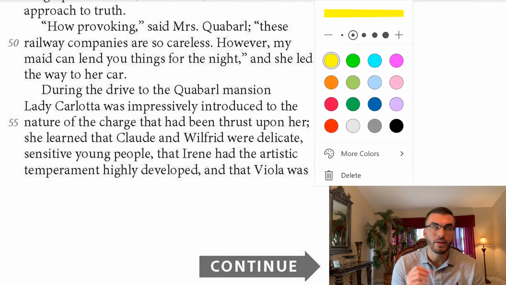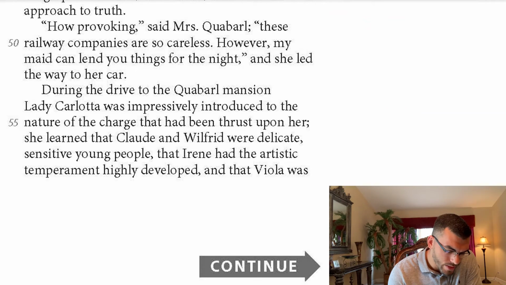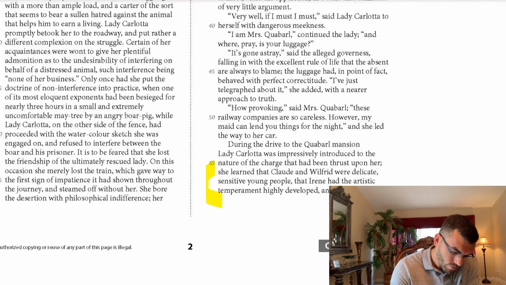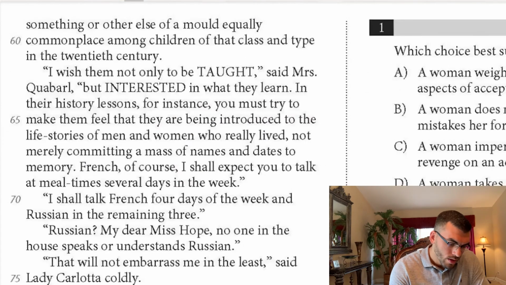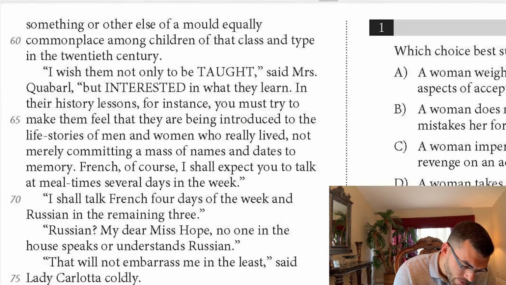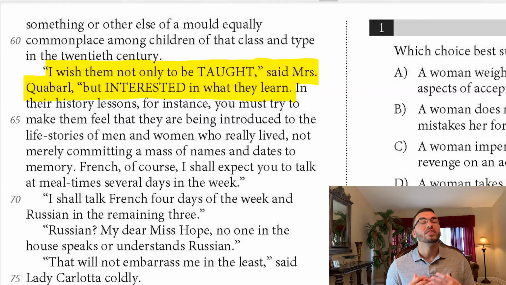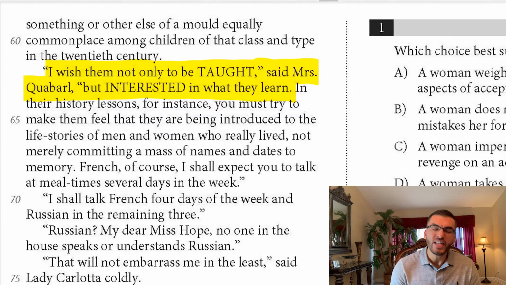So line 55, I'm looking for Mrs. Q and education. Mrs. Q, Mrs. Q. Nothing about Mrs. Q and education between lines 55 and there. So let me keep reading. "I wish them not only to be taught," said Mrs. Q, "but interested in what they learn." Not only taught, but interested in what they learn. There's literally the words Mrs. Q. That sounds like the type of education that Mrs. Q prefers. So, interested in what they learn.